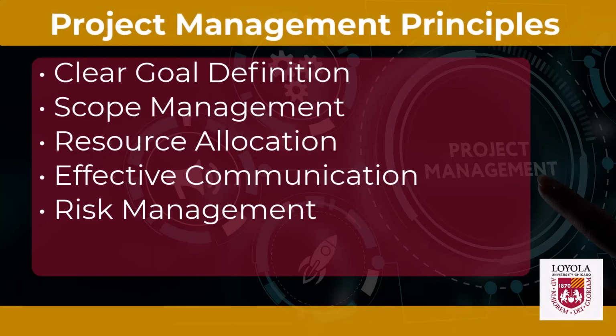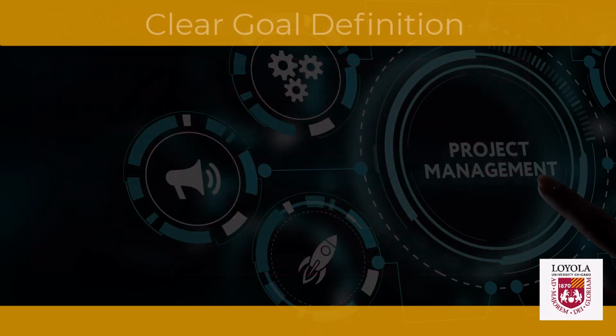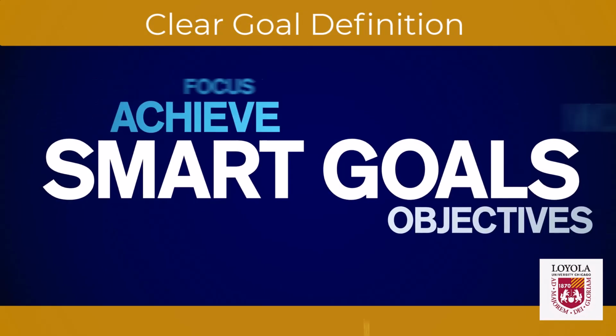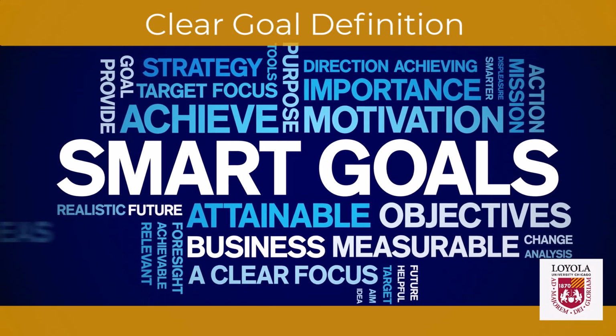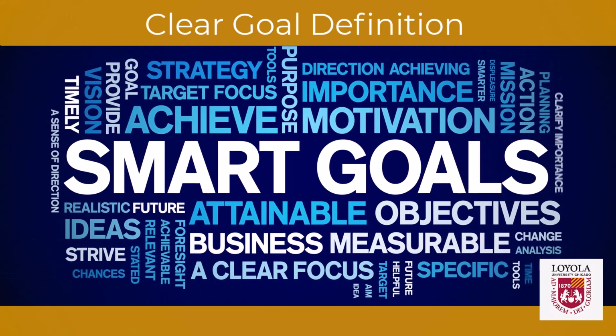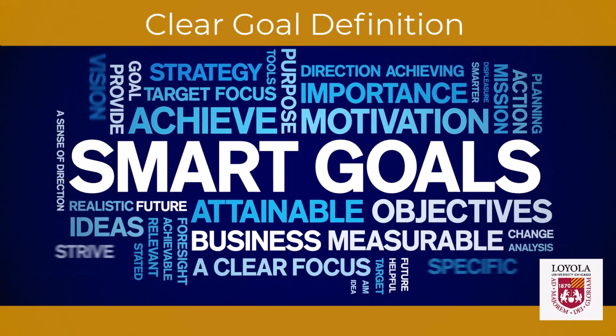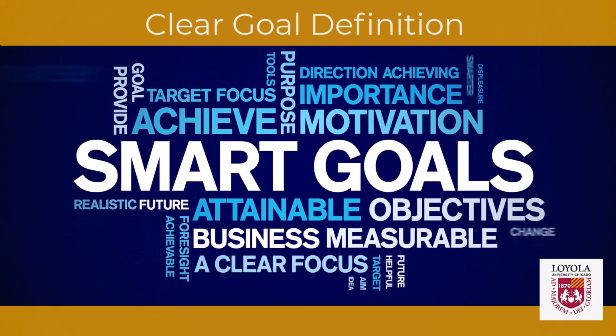Effective project management is crucial for successful software development. Let's explore some key principles, such as clear goal definition, scope management, resource allocation, effective communication, and risk management. First and foremost, clearly defining project goals and objectives is essential. A well-defined goal sets the direction and purpose for the entire team. Without a clear goal, the team might lose focus and direction, leading to delays and confusion.